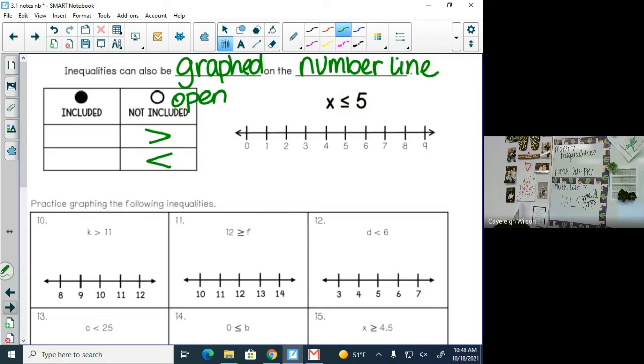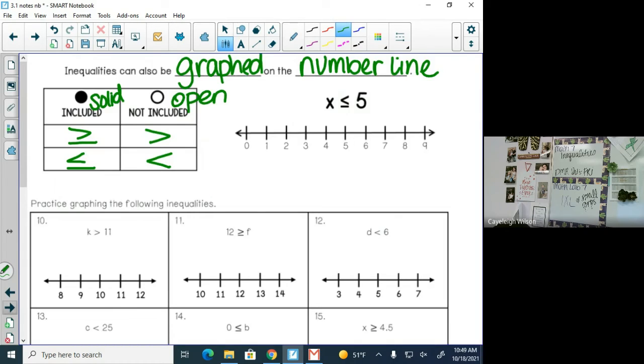All right, if it is included, then it's greater than or equal to, or less than or equal to, and it's going to be a solid circle on that number. Like I said, the difference is because of the or equal to part. So that number is included if it's or equal to. But if it doesn't have a line under it, then it's not equal to that number, so we're going to do an open circle. So if I do this first one right here, x is less than or equal to 5, I'm going to go to 5, because that's the number they gave me.